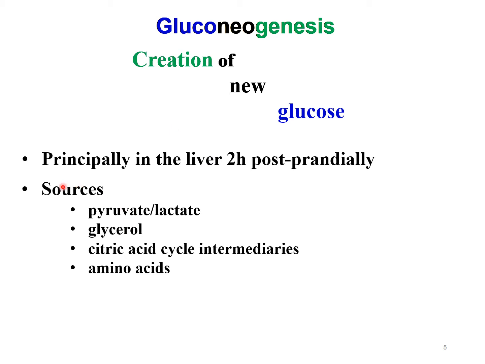So what are the molecules we can derive to make new glucose molecule? First of all, we can use pyruvate or the lactic acid, which are the products of glycolysis. We can use glycerol, which is the building block of triglyceride. We can use the intermediates coming from the Krebs cycle and even amino acids.